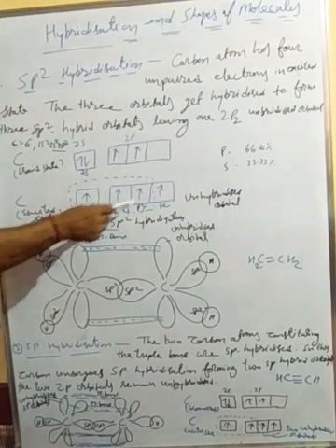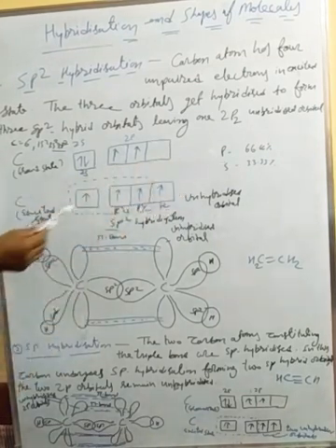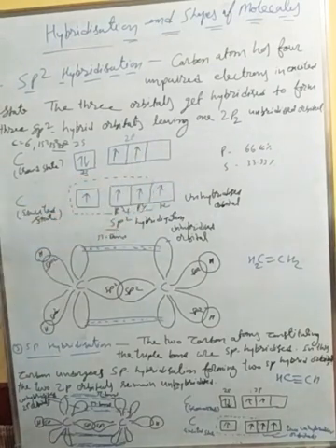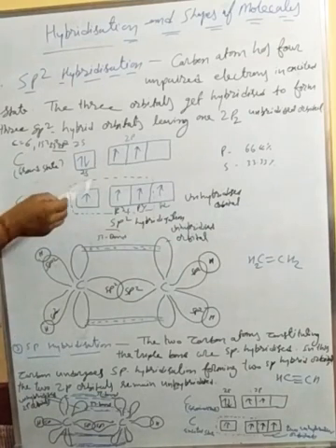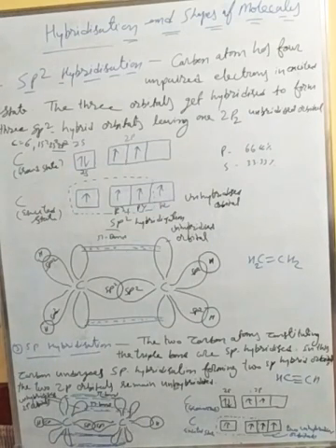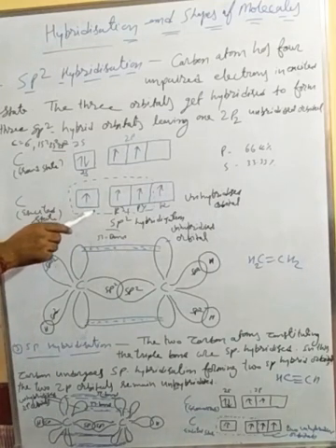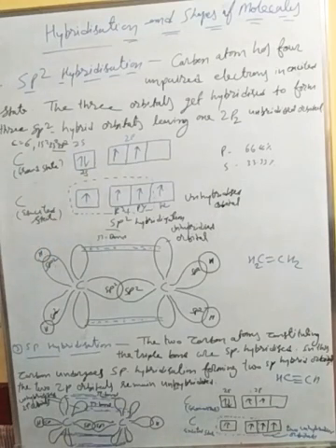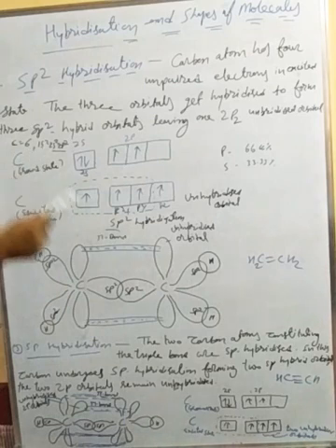In sp2 hybridization the s character will be 33.33 percent and p will be 66.66 percent. It means the s character is less and the p percentage is high, so it will be more reactive than sp3. An example of sp2 hybridization is ethene.